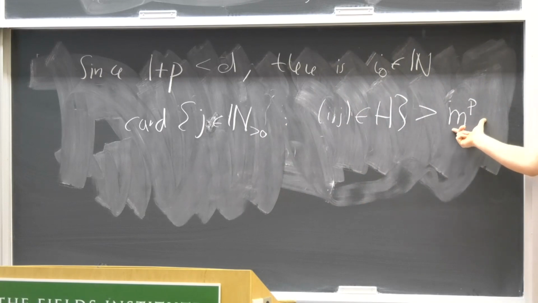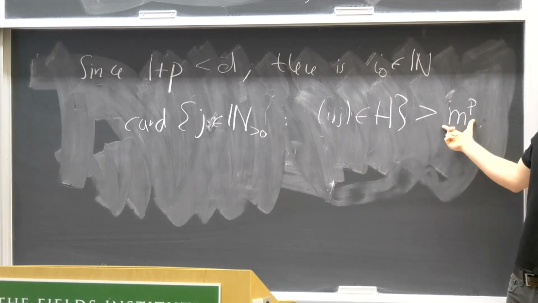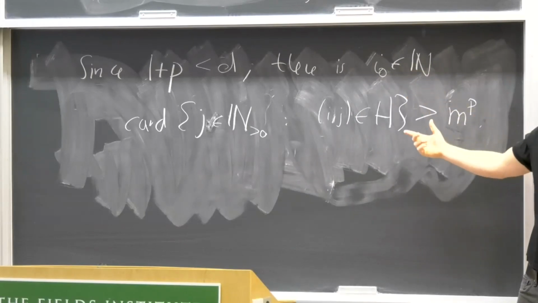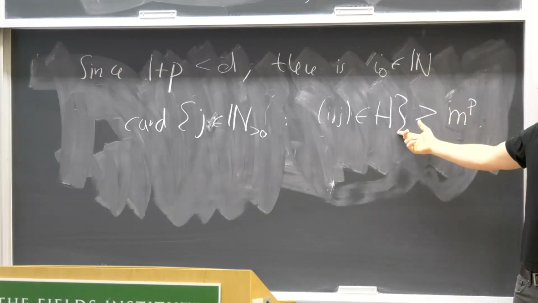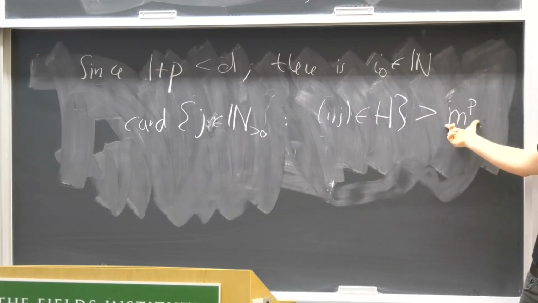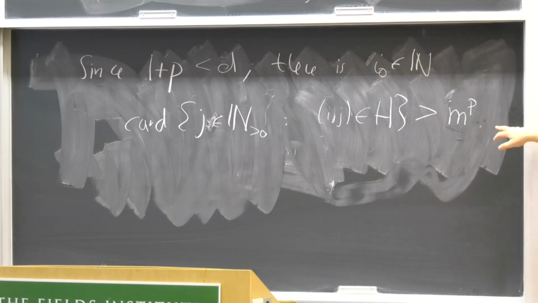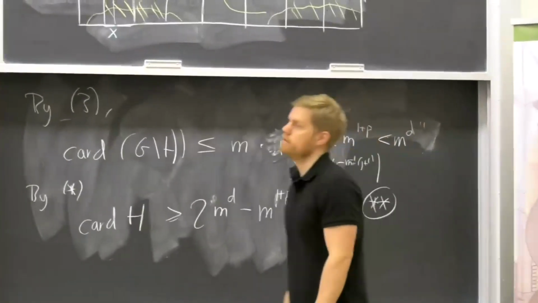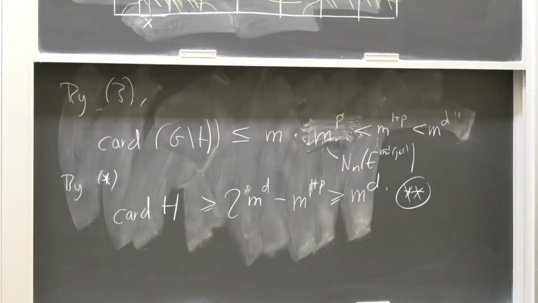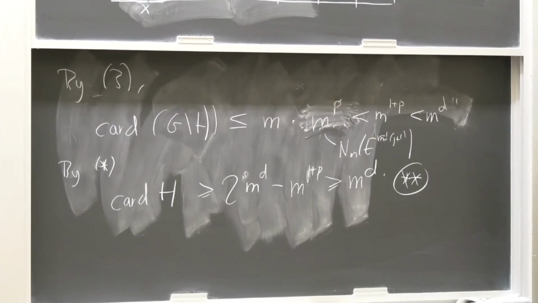Because if that would be smaller for every I, but they're at most m^i, then that would mean that the cardinality of H would be smaller than m times m to the p, so it would be smaller than m to the 1 plus p. And so this follows immediately from double star, if you want to call this here double star.